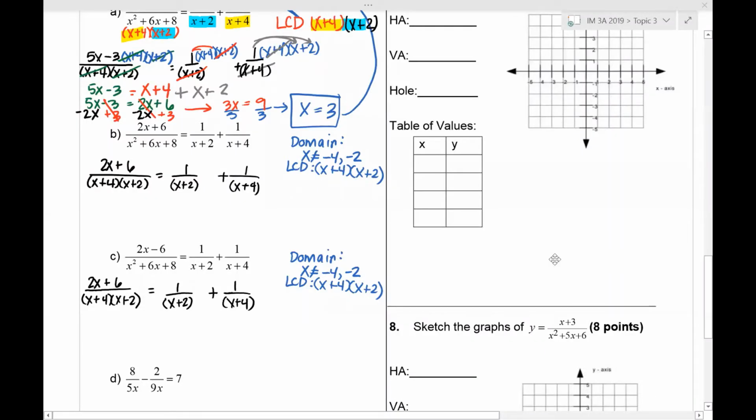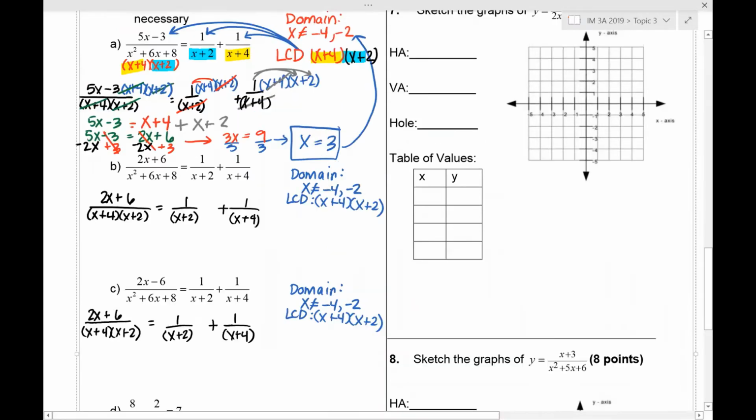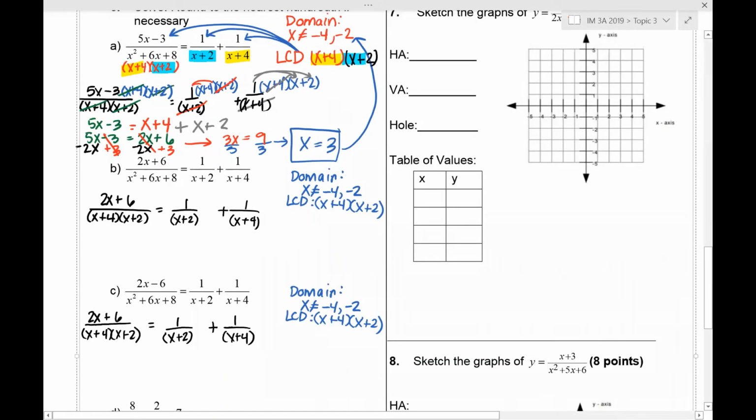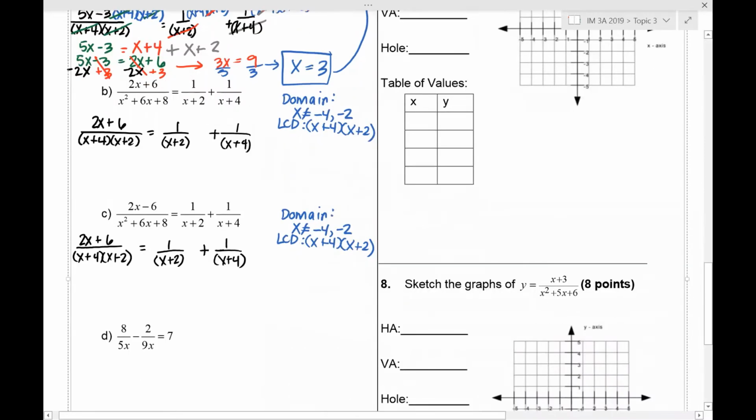Okay, so I went through and rewrote what we looked at at the beginning of part A for B and C. So remember that if you look at the denominators, they're all the same. So the only thing that changed within these problems is that first numerator. So the domain is going to be the same, that x can't be negative 4 or negative 2 because the denominators all factor to x plus 2 times x plus 4.